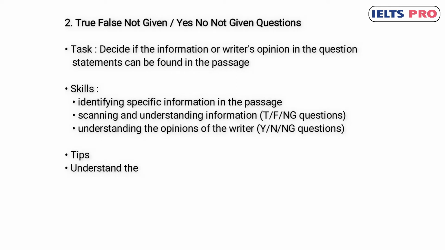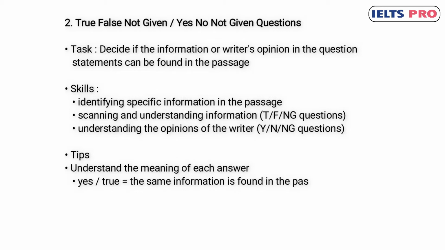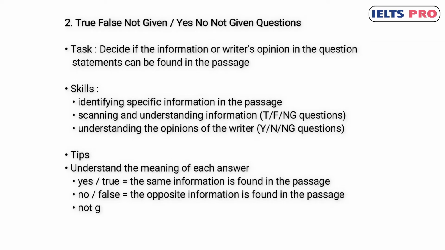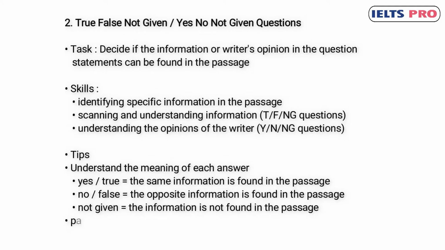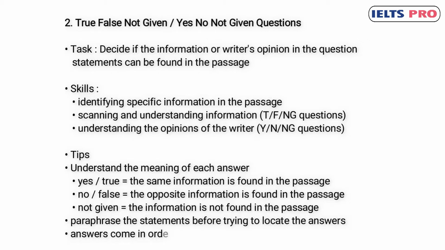Tips: understand the meaning of each answer. Yes or true equals the same information is found in the passage. No or false equals the opposite information is found in the passage. Not given equals the information is not found in the passage. Paraphrase the statements before trying to locate the answers. Answers come in order, questions 4 to 7.